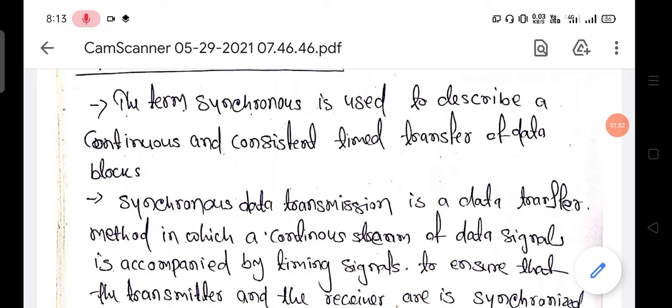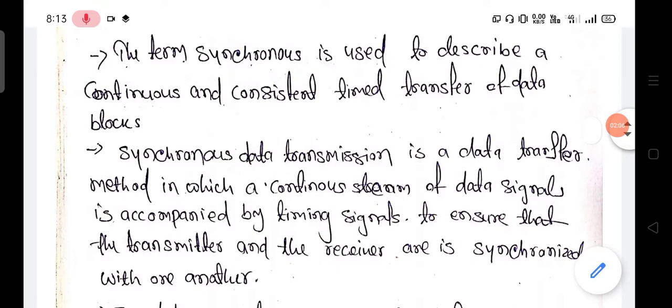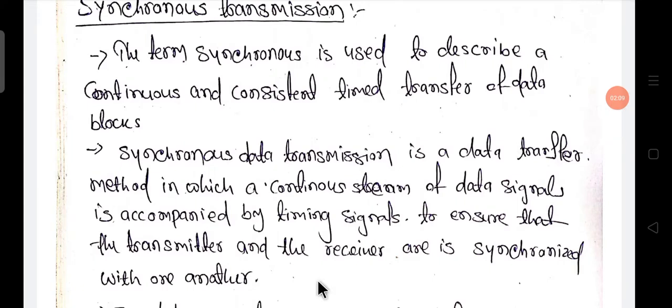Synchronous transmission is a data transfer method in which a continuous stream of data signal is accompanied by a time signal. Because this is synchronous data transmission, it should be transmitted with a time signal or clock pulse signal. By this method we can synchronize our transmitting data flow and receiving data flow.